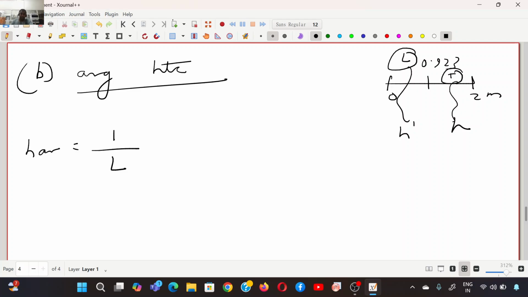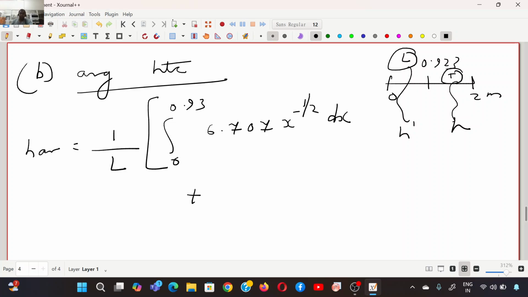1 by L over the entire length. 0 to 0.923, use the laminar correlation: 6.707 x to the power minus half dx. Then 0.923 to 2, apply the other correlation. What was that? 31.4 x to the power minus 1 by 5 dx.